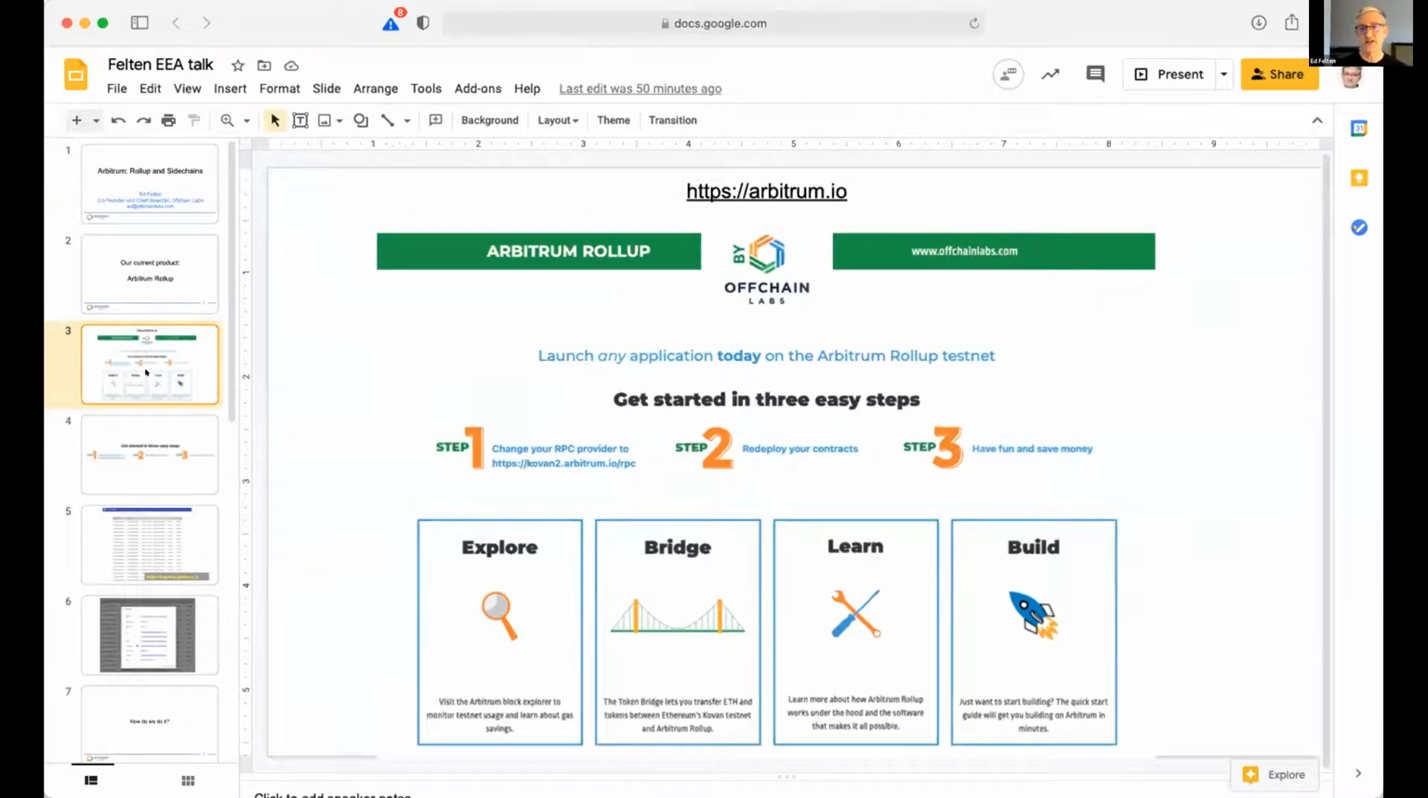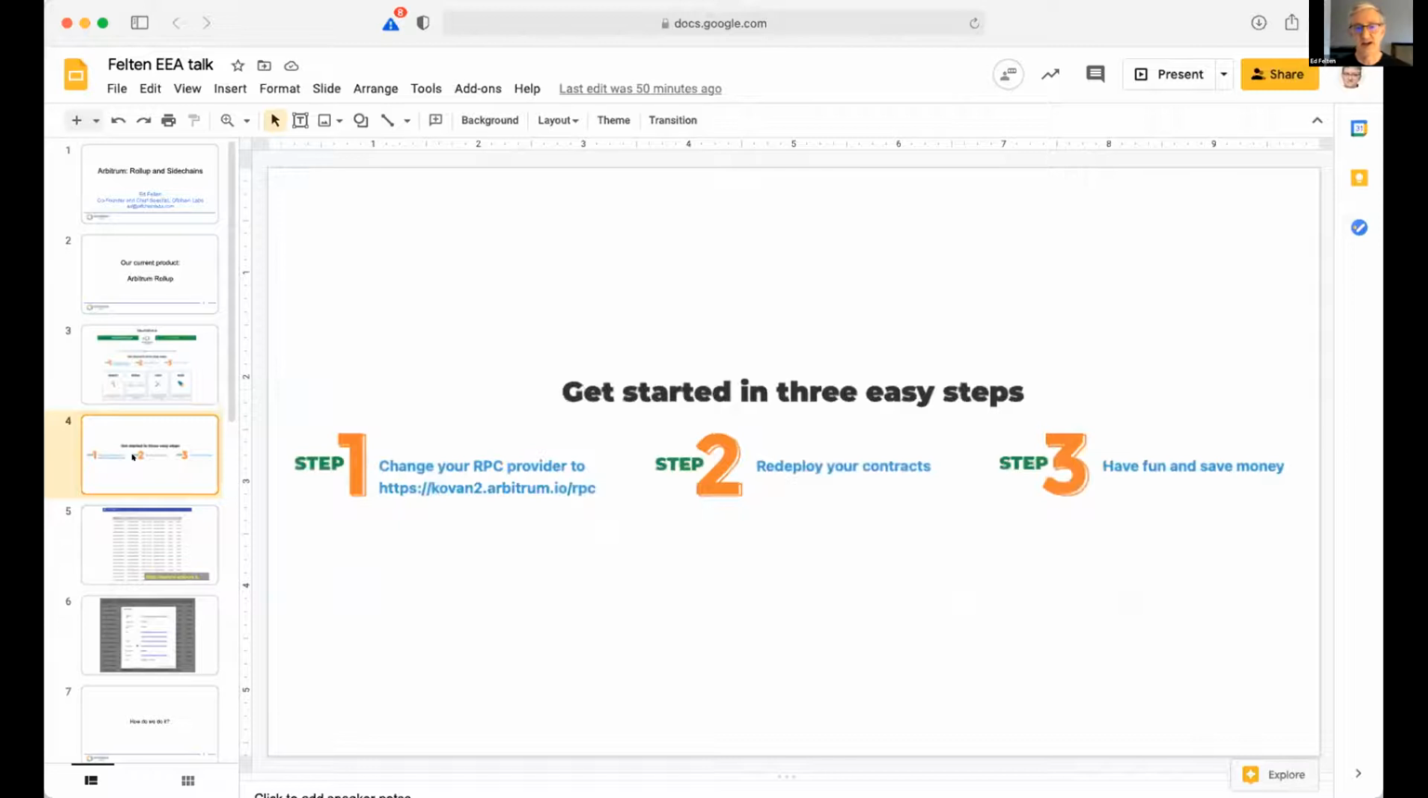One of the things that really differentiates our solution is the level of compatibility with Ethereum. So right here, I have the instructions for porting your application to Arbitrum. You don't need to use any special tooling. You don't need to recompile or use a special compiler. You don't even need to download any software. Arbitrum nodes offer exactly the same API as Ethereum nodes.